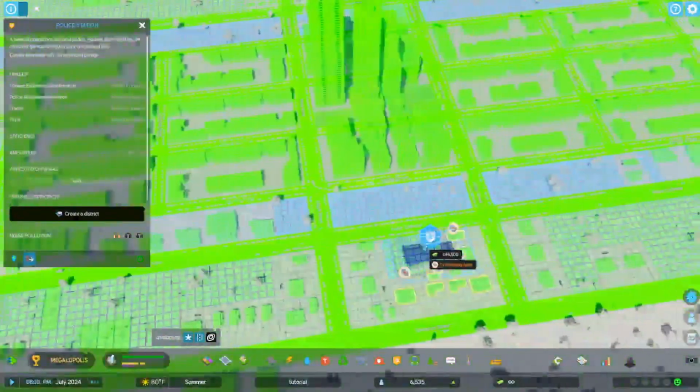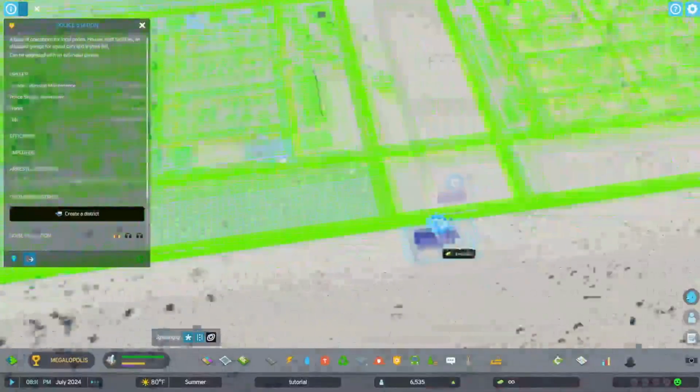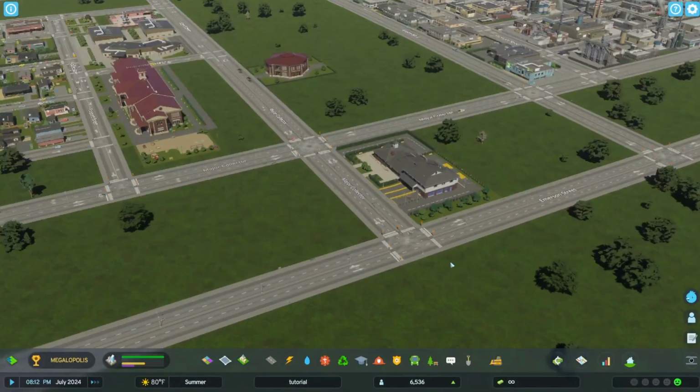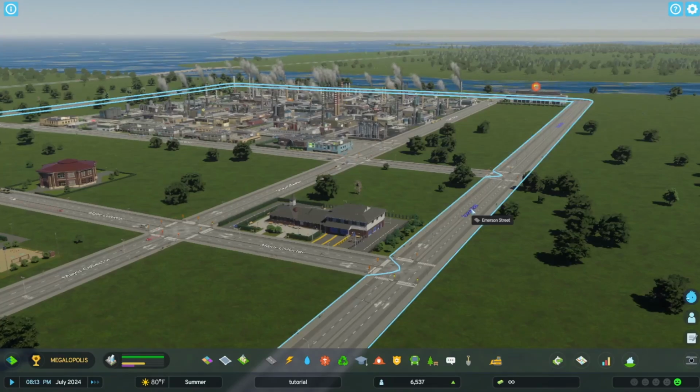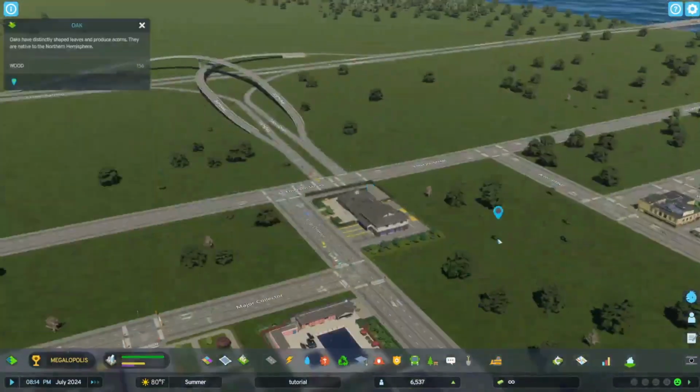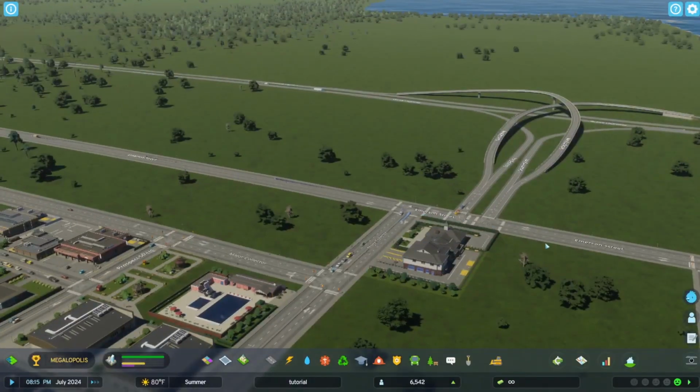In this case, I'm going to be placing it closer towards our industrial district, right here. It's close to our major collector, however, it's also close to our major arterial. So actually, what I'm going to place it is towards our highway. Now, why is this? Well, think about it.